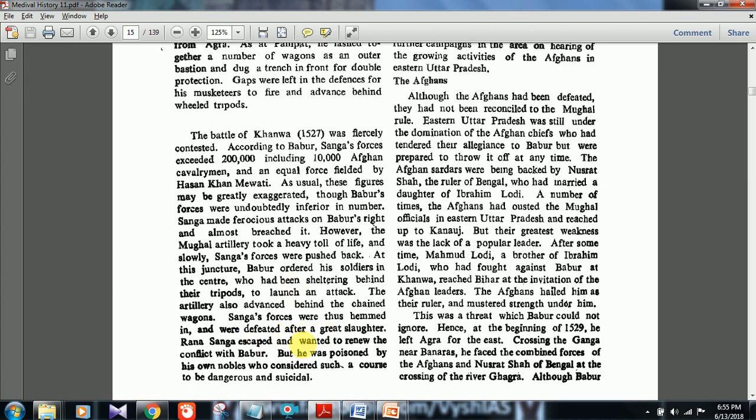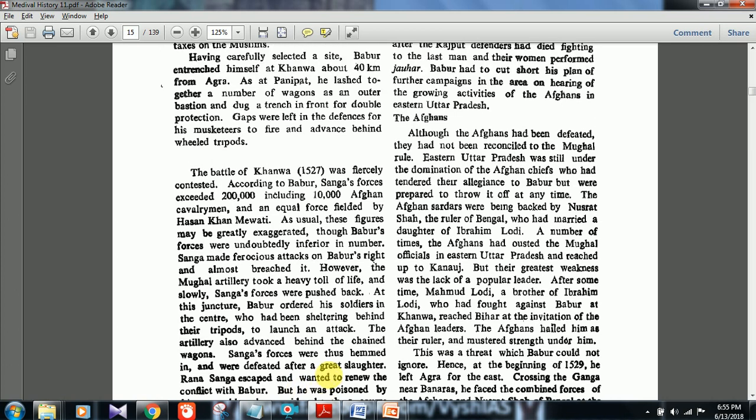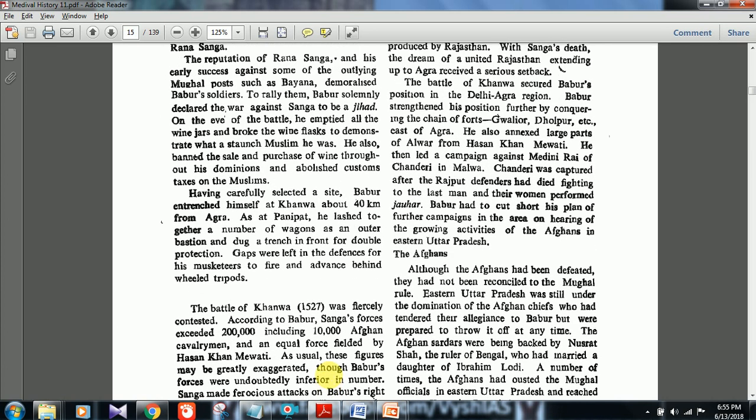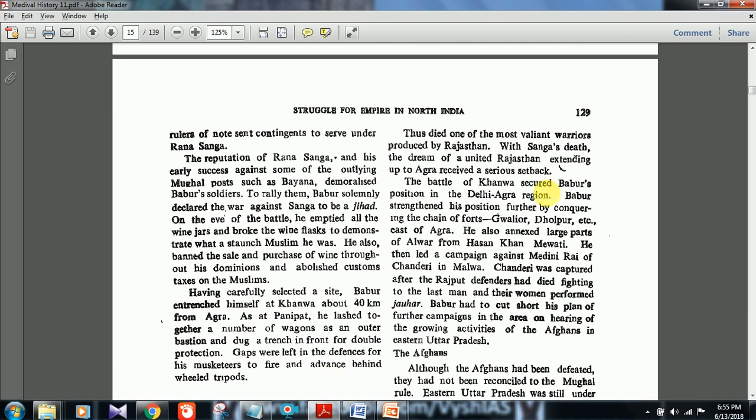Rana Sanga escaped and wanted to renew the conflict with Babur, but he was poisoned by his own nobles, who considered such a course to be dangerous and suicidal. So this is also one statement. If you want, you can remember who was poisoned by his own nobles. It was Rana Sanga. Thus died one of the most valiant warriors produced by Rajasthan. With Sanga's death, the dream of a united Rajasthan extending up to Agra received a serious setback.